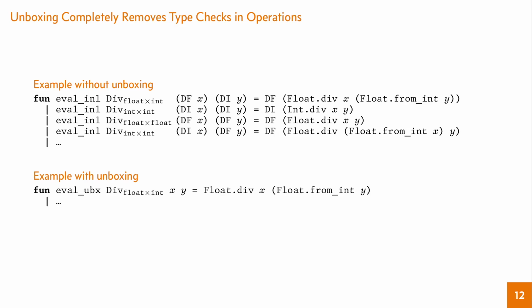The flip side of this optimization is that this unboxed division now only makes sense for floating point numbers and integers. Passing it boxed values or unboxed values of the wrong type, such as a boolean or a string, would result in complete garbage being computed. The virtual machine must thus ensure that all instructions get fed the operands of the expected types.